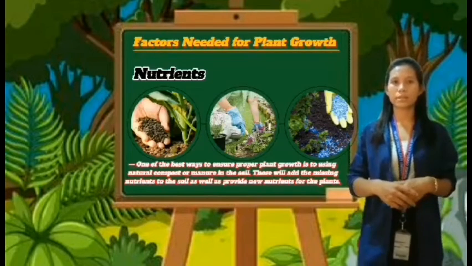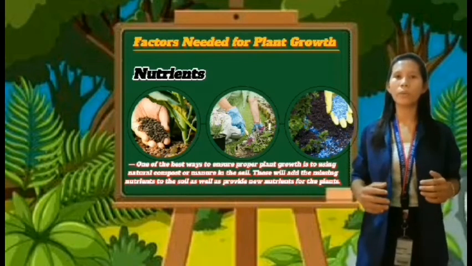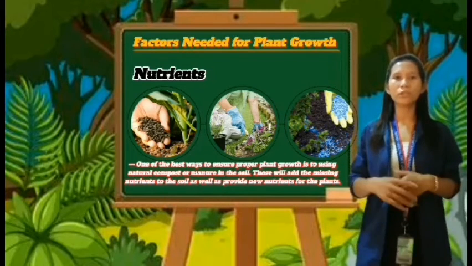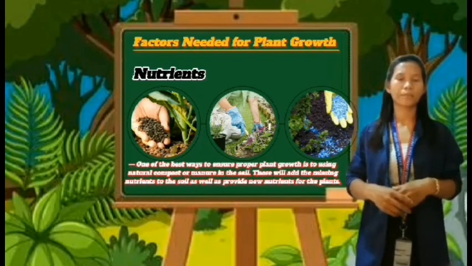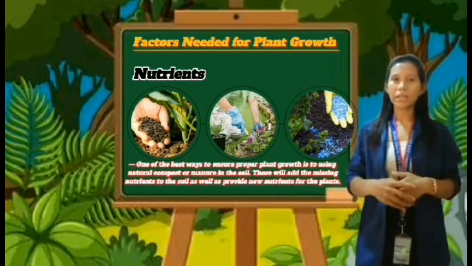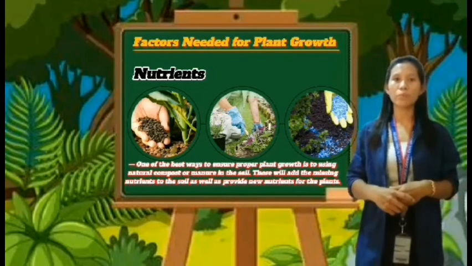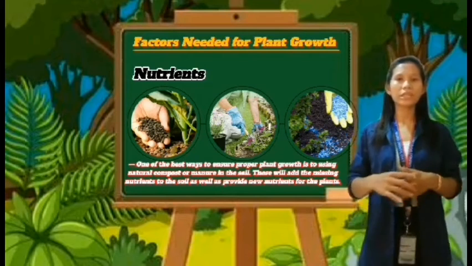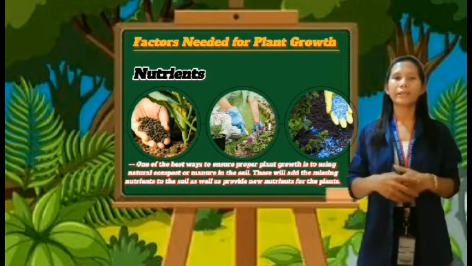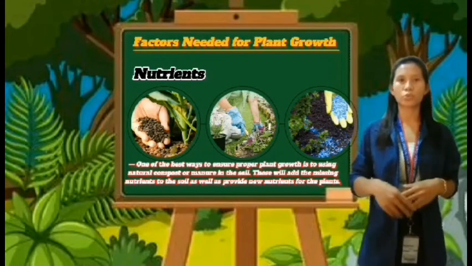Next are the nutrients. There are certain nutrients that plants need in order to grow. Carbon, oxygen, and hydrogen are three of the nutrients that plants need. They get these from water and from air. If a plant lacks any nutrient, plant growth can be stunted. One of the best ways to ensure proper plant growth is to use natural compost or manure in the soil. This will add the missing nutrients to the soil as well as provide new nutrients for the plants.